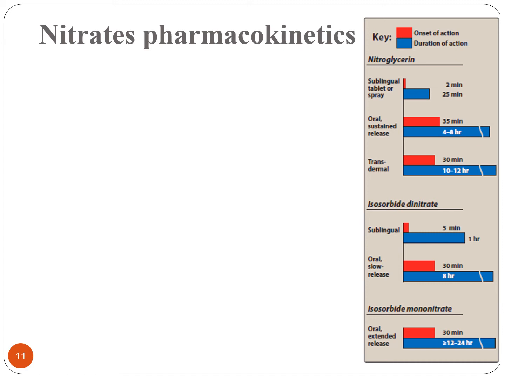While for the oral sustained release of nitroglycerin, the onset of action will be 65 minutes and the duration of action about 4 to 8 hours. Transdermal nitroglycerin, in the form of patches, transdermal patches, the onset of action occurs after 30 minutes and the duration of action lasts for 10 to 12 hours.